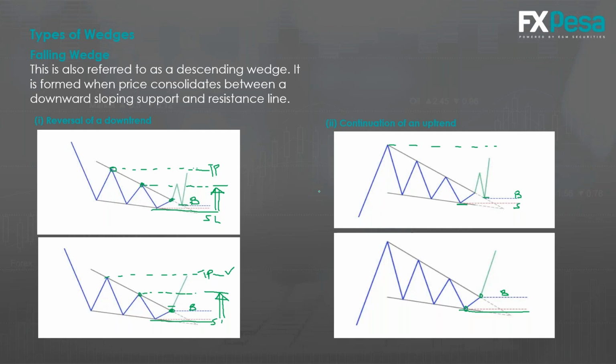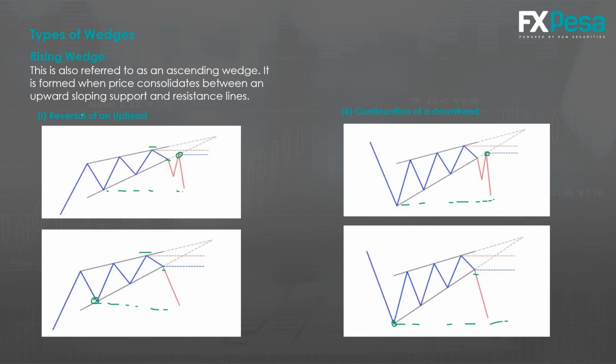The same case for the continuation of an uptrend. If the price keeps on going higher, all right, and you're in profits, you can keep on pushing your take profit even higher and higher. Sorry, your stop loss, the trailing stop, even higher and higher, closing in the profits you've already made.